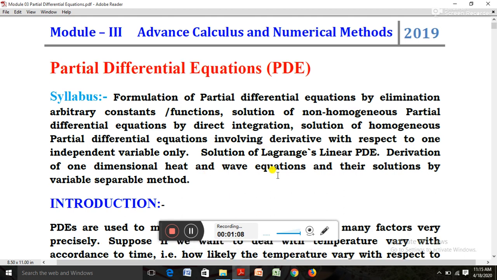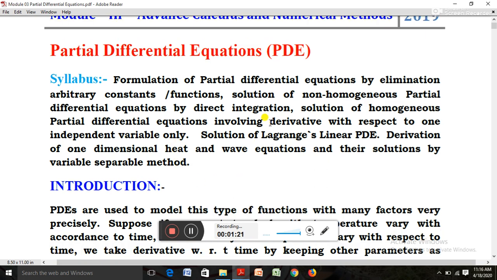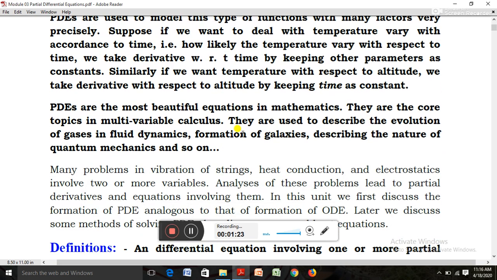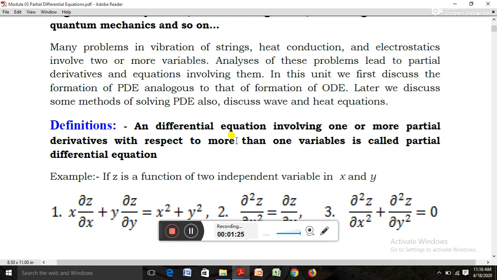Next one is derivation of one dimensional heat and wave equations. These are very important, and their solutions by variable separable method. Okay, so this is your syllabus. Next we can start here.